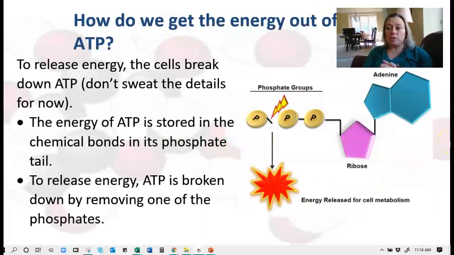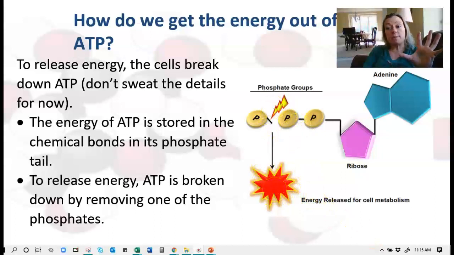All right, finally, just to wrap up here, how do we get the energy out of the ATP? In order to get it out, you break this bond, the bond between the 2nd and 3rd phosphate groups. The energy of ATP is stored in the chemical bonds in the tail here. That's what you have to remember. And all of this energy we can use for anything that's required for cellular metabolism.